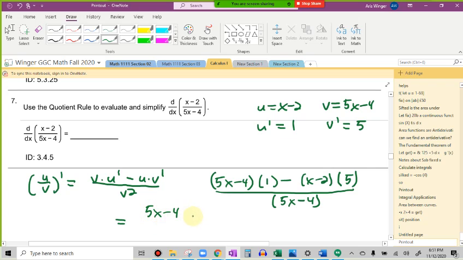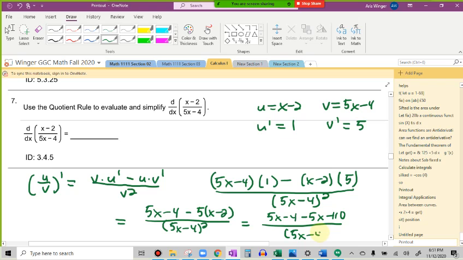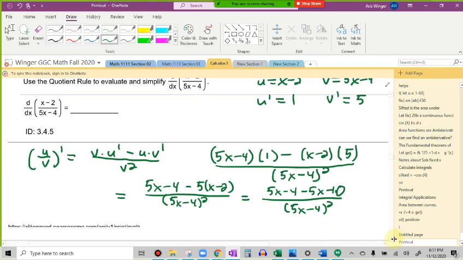5x minus 4 minus 5 times x minus 2 all over, this is squared, 5x minus 4 squared. 5x minus 4 minus 5x plus 10 all over 5x minus 4 squared. We're talking about, that's plus, we're talking about 6 over 5x minus 4 squared.